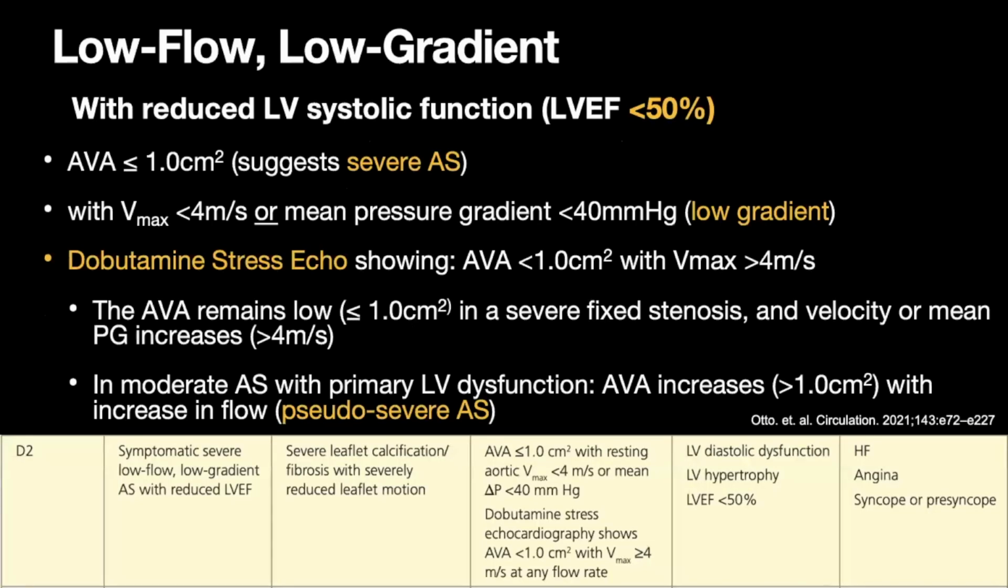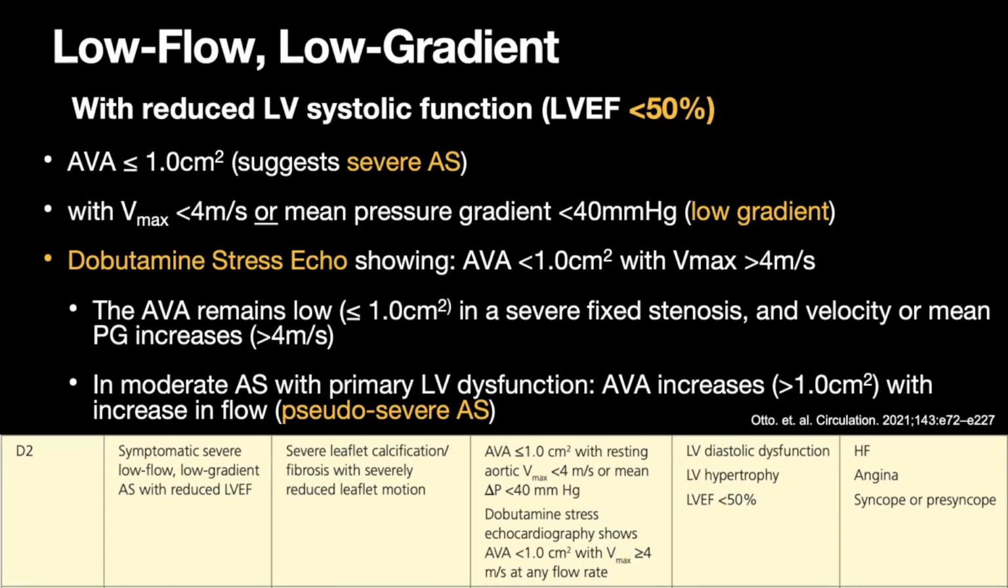Low flow, oh no. So, coming back to the flow concepts. Again, your low flow, low gradient is with a reduced LV systolic function, defined as less than 50%. Your aortic valve area is low, which suggests severe AS, but your maximal velocity or mean pressure gradients do not meet that severity cutoff, and this is the low gradient. We use dobutamine stress echo, which, if it is truly low flow, low gradient, severe AS, the aortic valve area will remain low, less than or equal to 1 centimeter squared in a severe fixed stenosis, but the velocity or mean pressure gradient will then increase to the severe level.